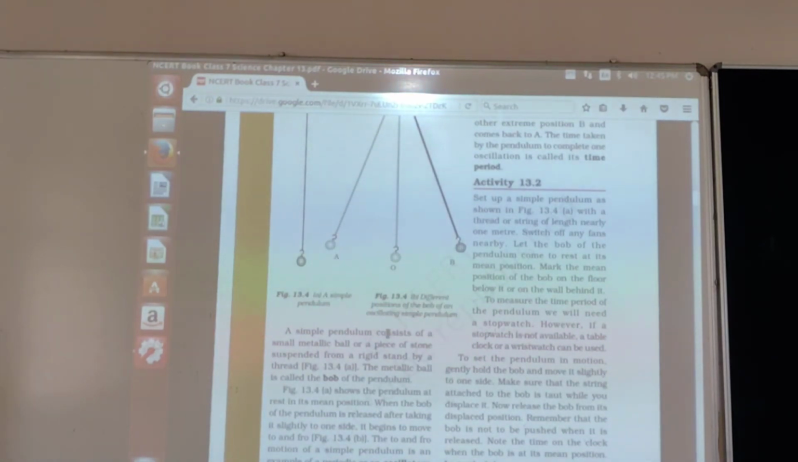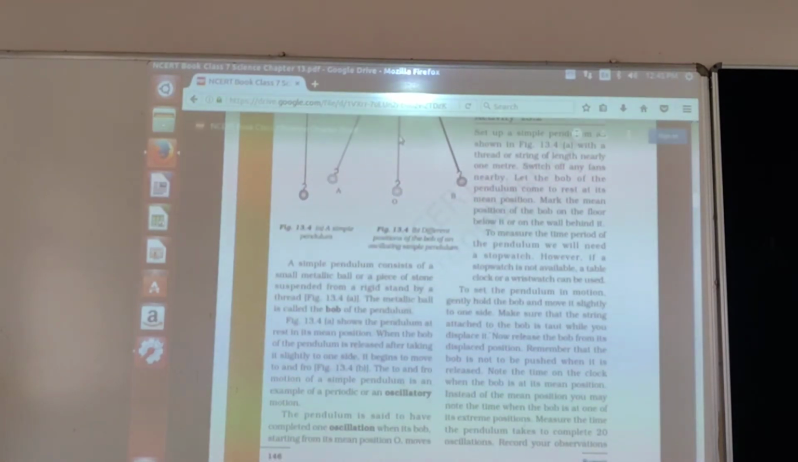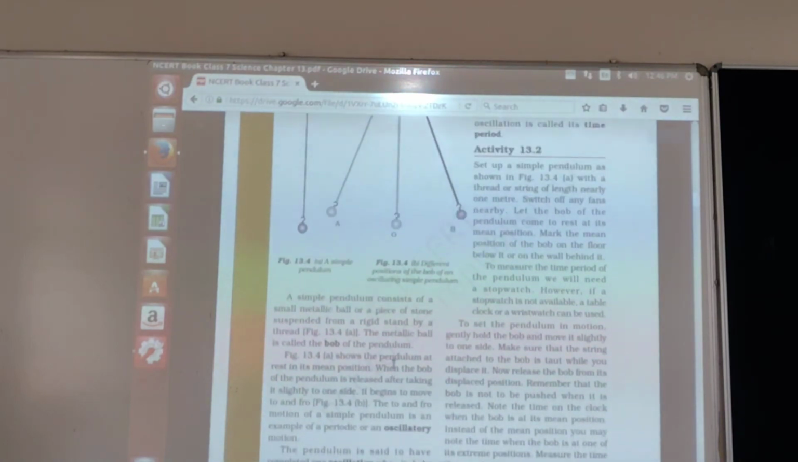Now the pendulum has completed one oscillation when its bob, starting from O, goes to A, then again from O to B. The time to complete one oscillation is called the time period. It means when the pendulum goes from the initial point O to A, then again to B, this is the time period of the pendulum.